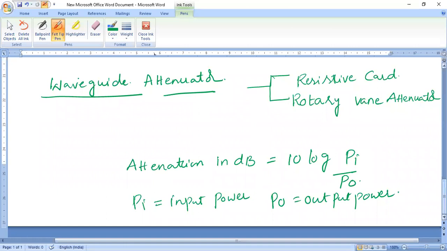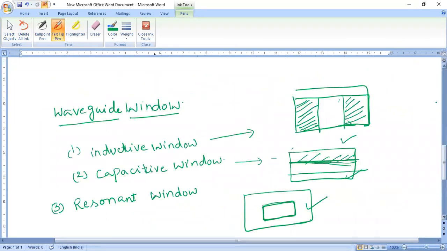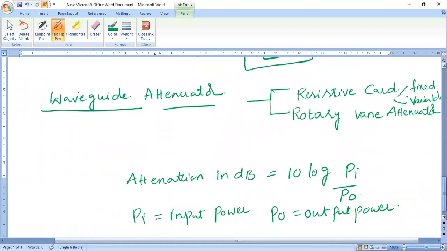In resistive card attenuator also, there are two types, fixed attenuator and variable attenuator. The name itself tells. A fixed resistive attenuator will give a fixed amount of attenuation. A variable resistive card attenuator will give you a variable amount of attenuation. These are the two types of attenuators generally we use. So what is a fixed resistive card attenuator? What is a variable resistive card attenuator?